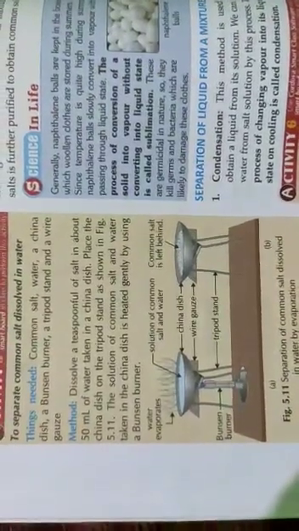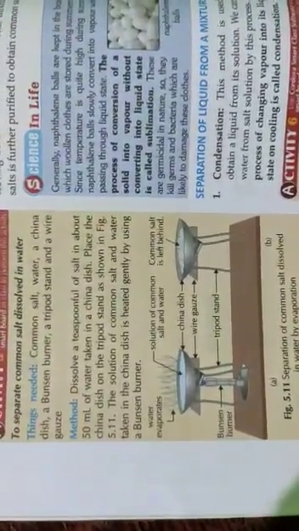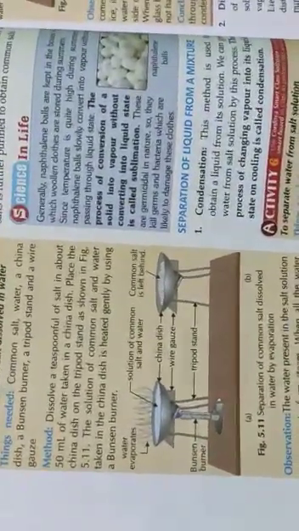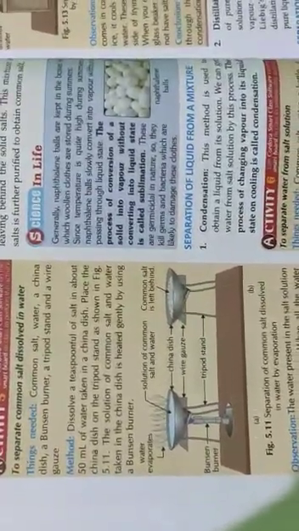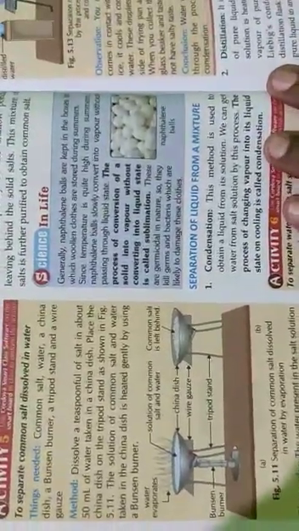Seawater contains a lot of salt. The process of evaporation is used to obtain salt on a large scale from seawater. Seawater is trapped in shallow ponds, called lagoons, and allowed to stand there. The heat of the sun gradually evaporates the water completely in the shallow ponds, leaving behind the solid salts. The mixture of salts is further purified to obtain common salt.